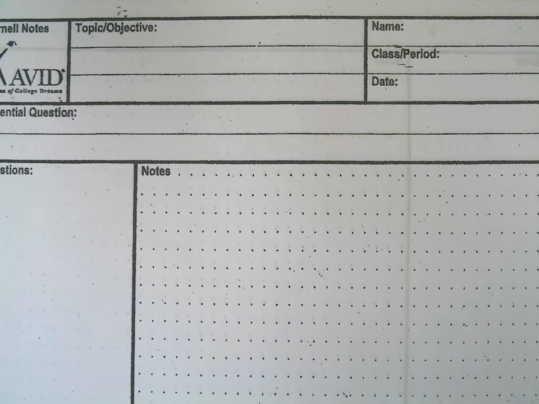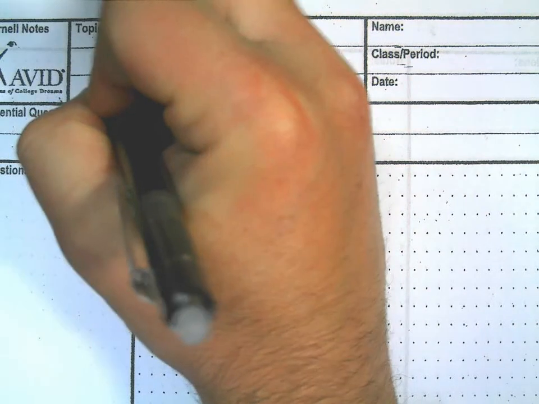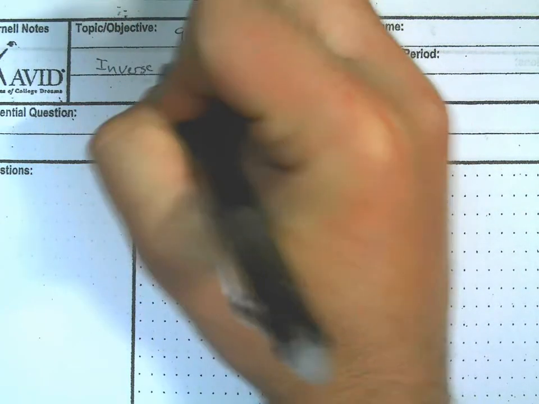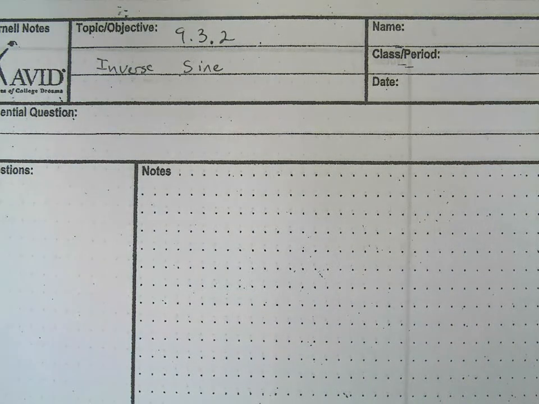In this video, we'll be looking at the second half of 9.3, inverse sine. So we're going to do 9.3.2, inverse sine. And so what inverse sine is, it's the thing that undoes sine.